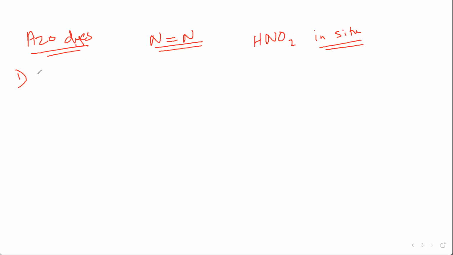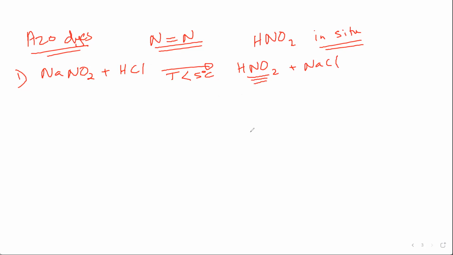And so here we have to start with sodium nitrite. We bring the sodium nitrite salt and we add HCl, at a temperature less than 5 degrees Celsius, or sometimes it's written between 0 and 10, but I prefer to say below 5 degrees Celsius. We get the nitrous acid, and of course we get sodium chloride as well, but we are concerned with the nitrous acid itself. Now this is the first step.